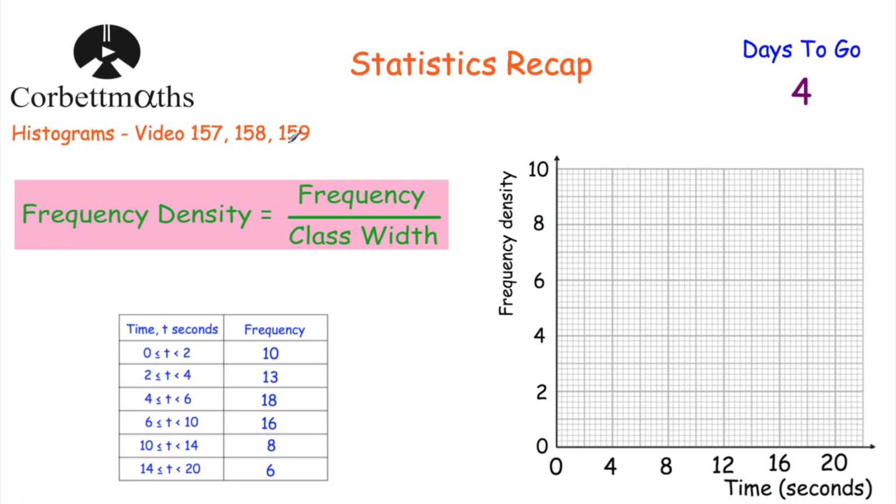Now, a very important topic on GCSE Higher is histograms. So with the vertical axis, you'll have frequency density. So frequency density goes up the vertical axis, and what you're looking at will go across the horizontal axis. And you'll have a table such as this, and you might be asked to draw a histogram for it.